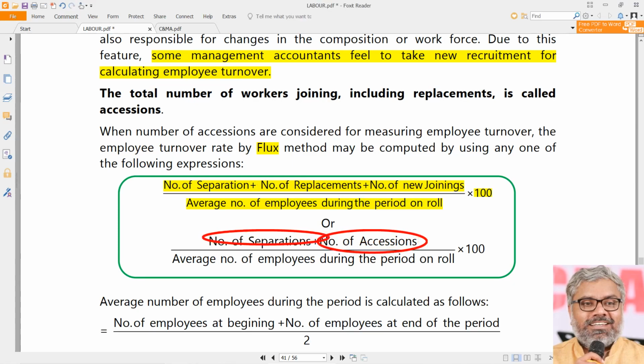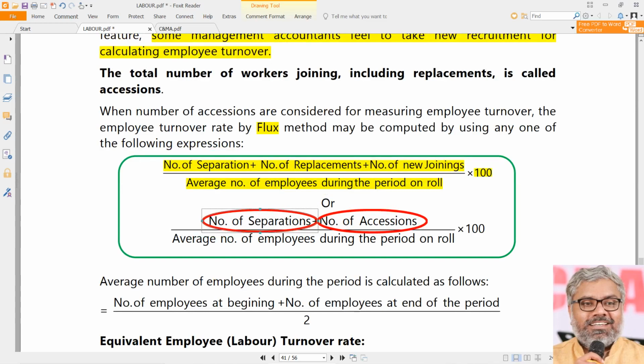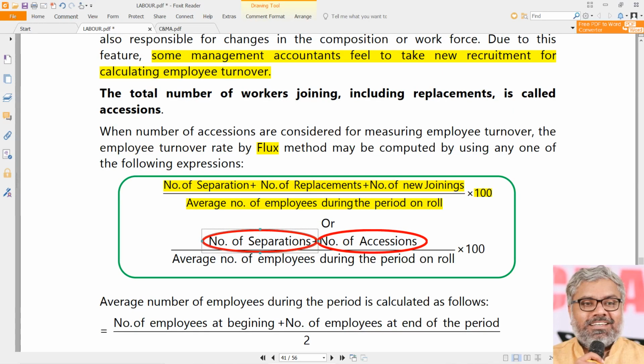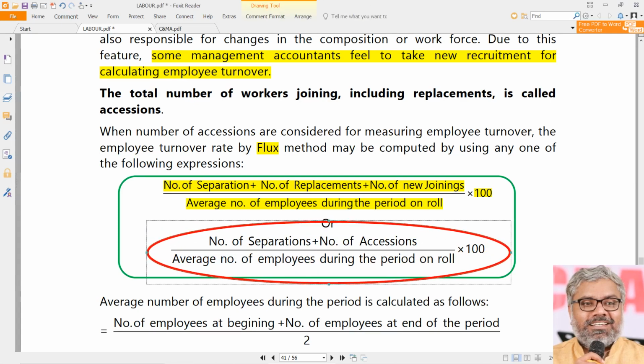So number of separations plus number of accessions, divided by average number of employees during the period, is also another way of calculating labor turnover. Once again, I am repeating, only if it is asked like that. Otherwise, we should not consider new joinings. Accession means who come in. Separations means who go out. This is a simple and straightforward, practically more useful formula. This is the final formula, we can say, related to computation of labor turnover, but it is more practically useful.